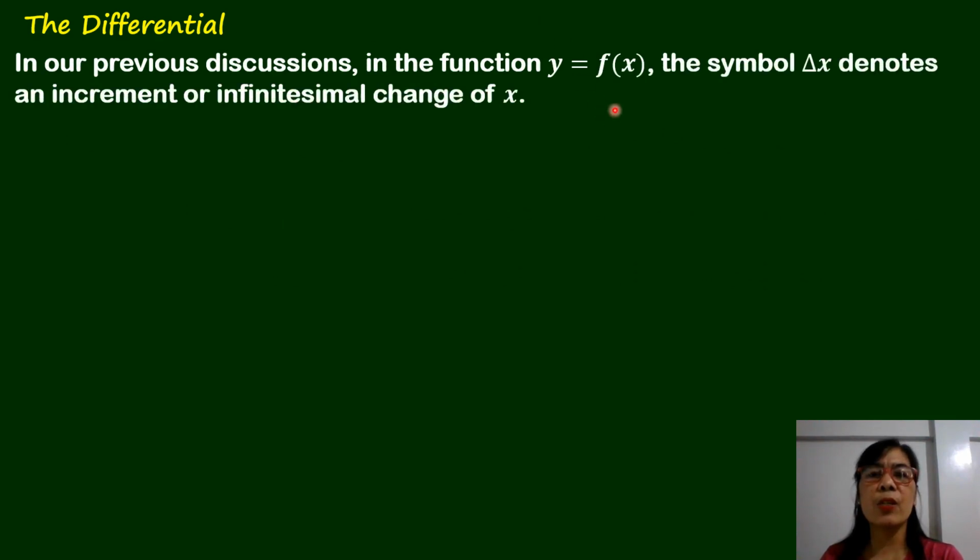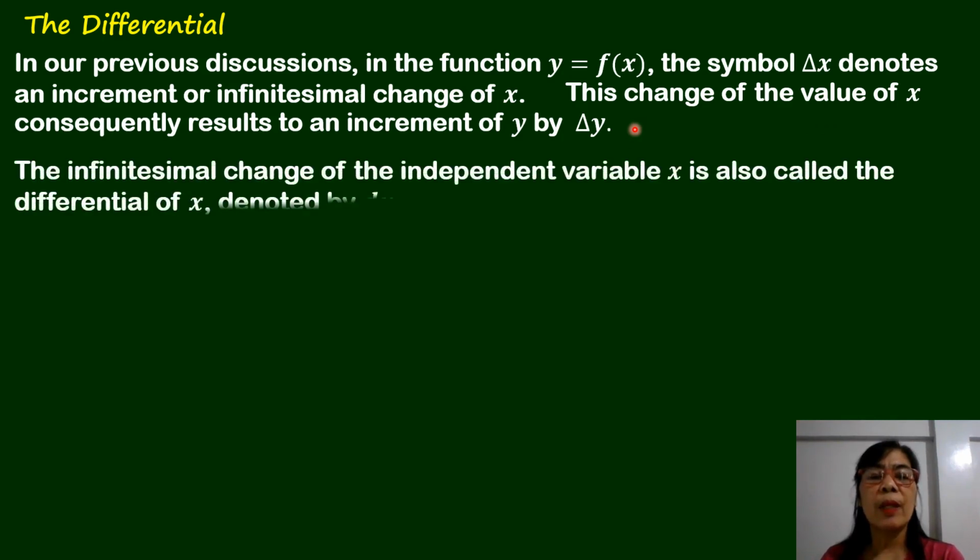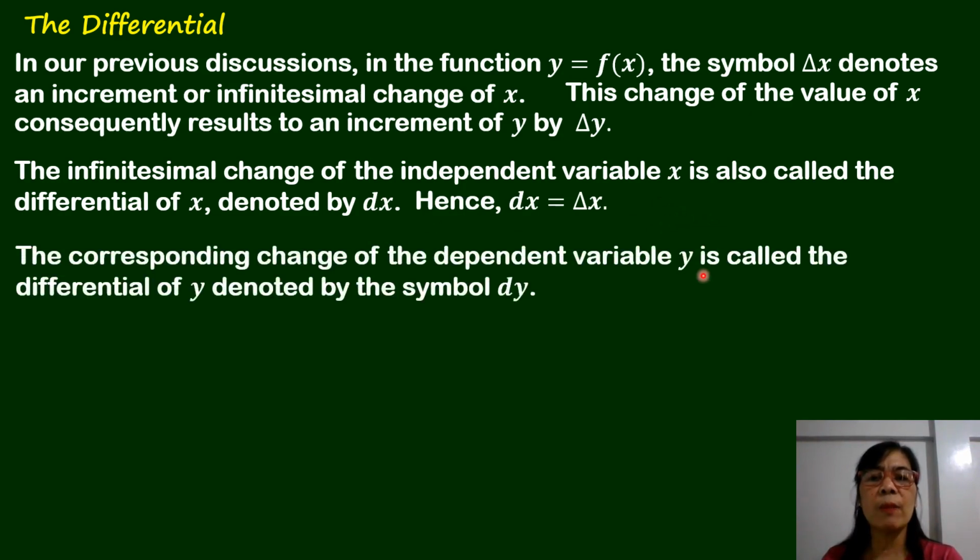In our previous discussions, in the function y is equal to f of x, the symbol delta x denotes an increment or infinitesimal change of x. This change of the value of x consequently results in an increment of y by delta y. Now, the infinitesimal change of the independent variable x is called the differential of x and is denoted by dx. Hence, the differential of x is equal to delta x. The corresponding change of the dependent variable y is called the differential of y and denoted by the symbol dy. Hence, the differential of y is equal to delta y.